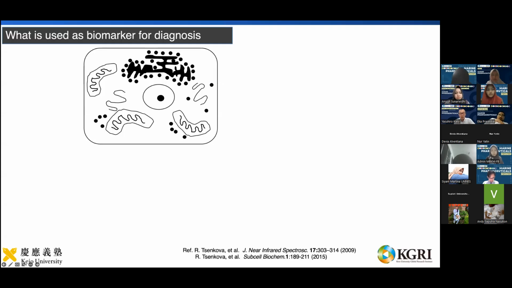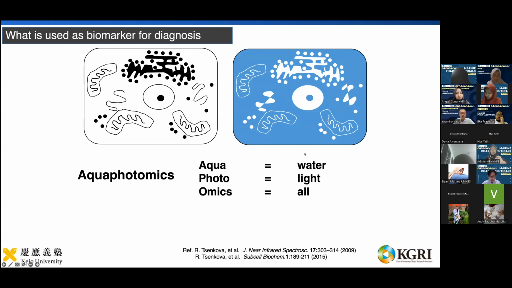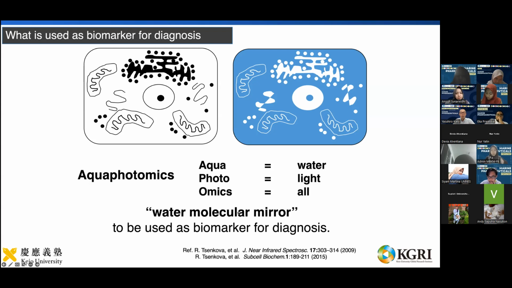Another one: I collaborated with Professor Tsenkova, providing a new method of biomarker for diagnosis. This is a schematic of the cell, and mostly the cell, not only the nucleus or something like that, but mostly it is occupied by water. So Professor Tsenkova suggested the aquaphotomics method. Aqua means water, photo means light, and omics means all. So water has so much information in the cell. So maybe the water molecule mirror can be used as a biomarker for diagnosis. She established this method in 2009.